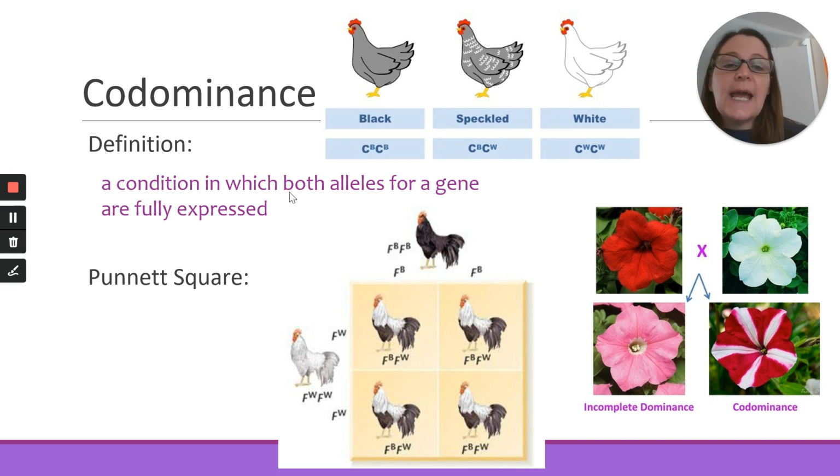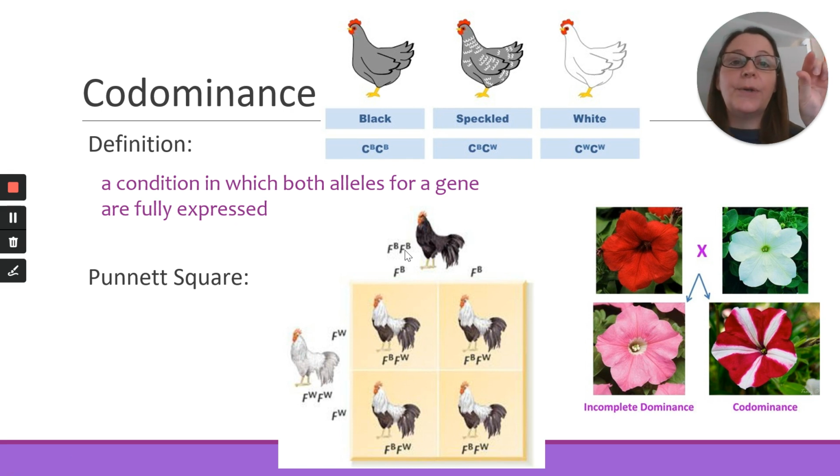Next, I want you to notice how you write this. Because they're codominant, they are both dominant. So they both have to have capital letters. So they've done an F here for feathers. So the feathers are black. Okay, so they put the capital B there. Here the feathers are white.